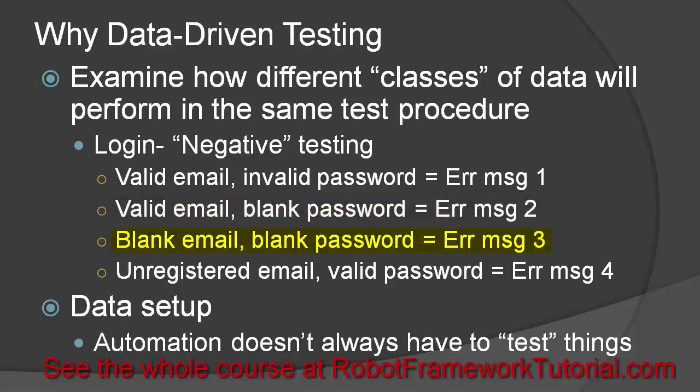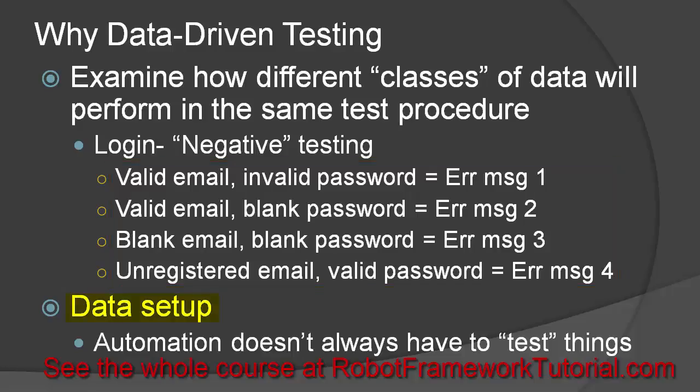Then if you put in a blank email and a blank password, ideally you'd get a different kind of error message 3. And if you put in an unregistered email, meaning somebody who has not signed up for the service and will not be found in the database, along with a valid password, then you would get error message number 4. So like I said, you could create 4 different test cases for these and test each one individually, or since they're all effectively doing the same thing, meaning supplying an email, supplying a password, and then clicking a submit button and checking in the error message, it's really the same thing over and over again. So ideally what you could do is you could loop through a series of different data values in the same test case and keep track of which ones passed and which ones failed.